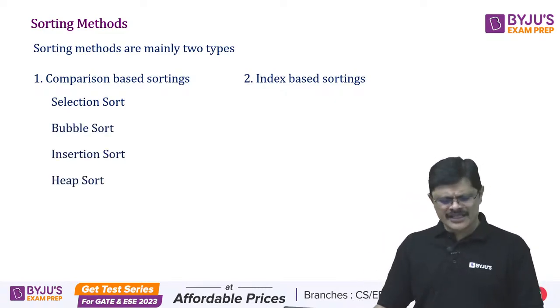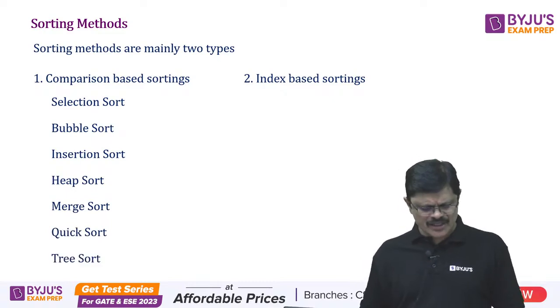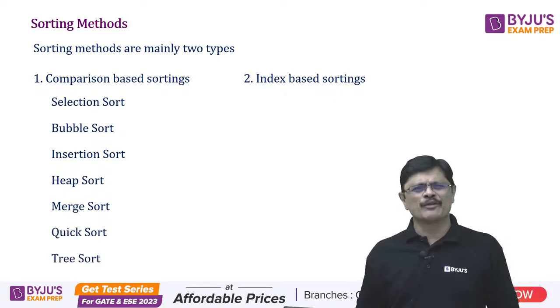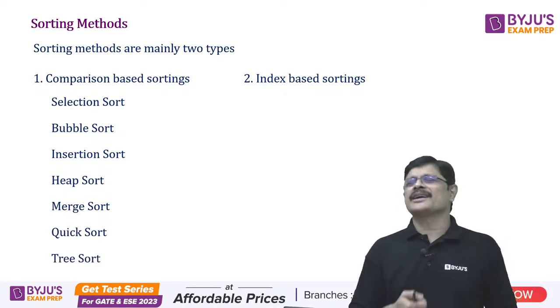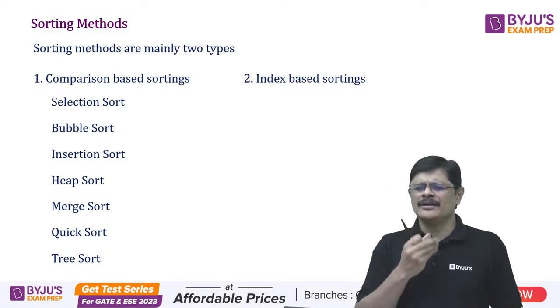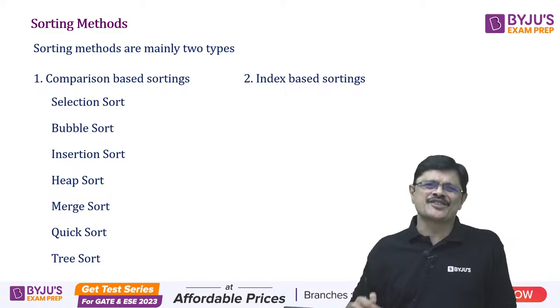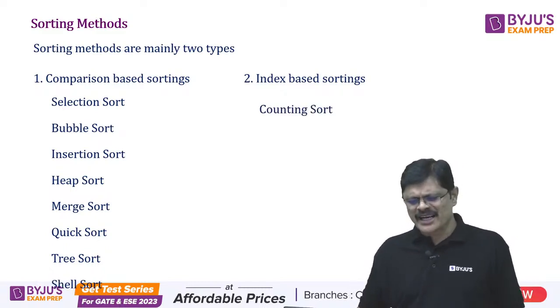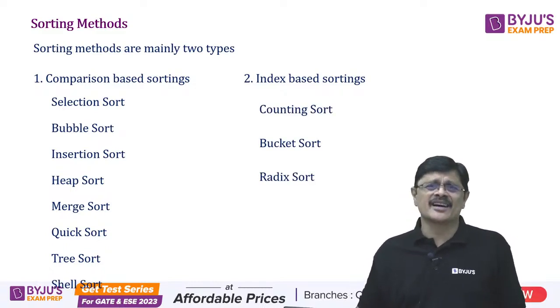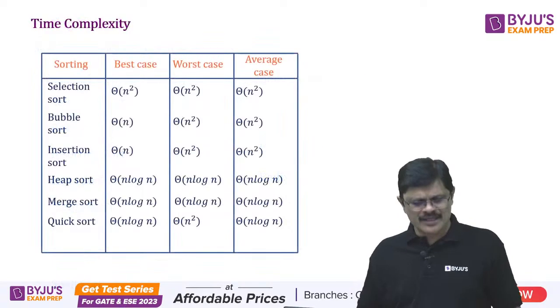Selection sort, bubble sort, insertion sort, heap sort, merge sort, quick sort. Of course, there is something called tree sort. We are not discussing it, sir. Tree sort is simple, sir. We write a binary search tree, then we do an in order traversal, then it is tree sort, sir. Nothing more than that. Counting sort, bucket sort, and radix sort are index based sorting algorithms.